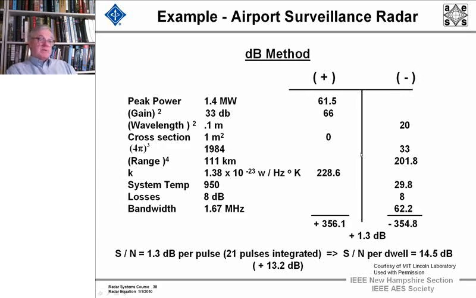You add up the pluses, you add up the minuses, subtract them, and lo and behold, we get the same number, 1.3 dB, as the signal-to-noise ratio per pulse, which, in this case, we're assuming coherent integration. 21 pulses is 13.2 dB, and which gives us, again, our 14.5 dB. So you do it in decibel units, you do it in scientific notation, you get the same number.